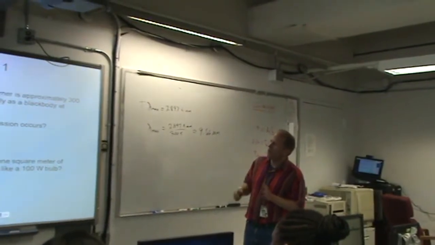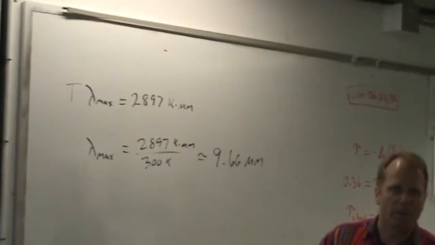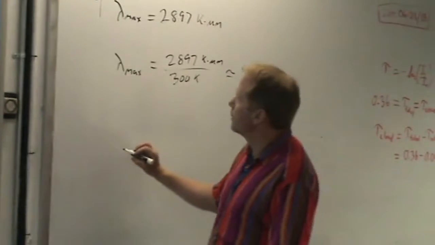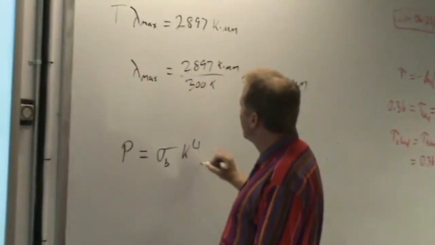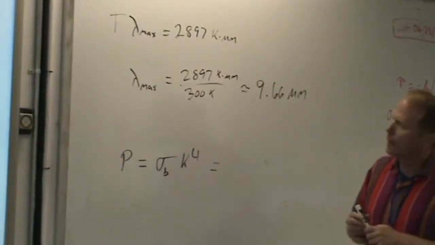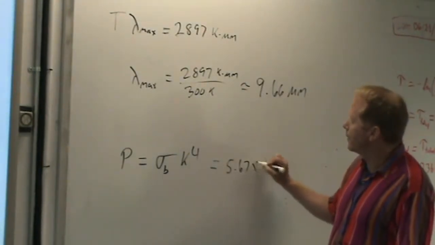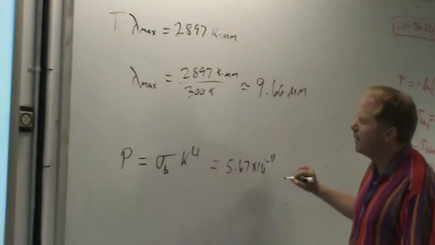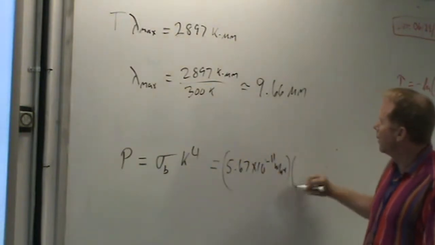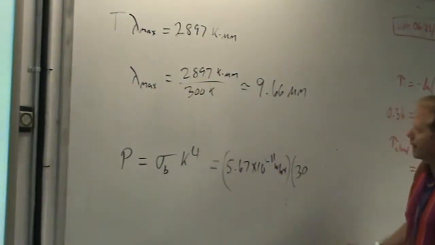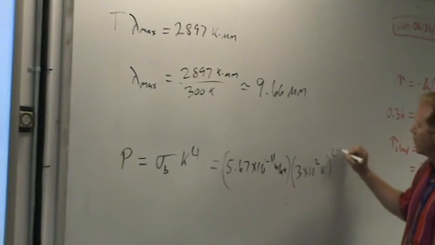What is the number of watts emitted from 1 square meter of surface? So now we're looking for the total power. We're going to be using the other equation. I'm going to call this power equal to sigma T to the 4th. And then that's, what is it? 5.67 times 10 to the negative 8. Per calculation, 3 times 10 to the second Kelvin.